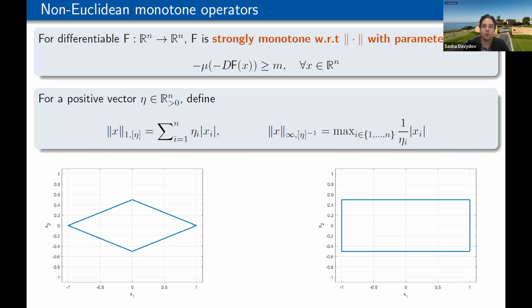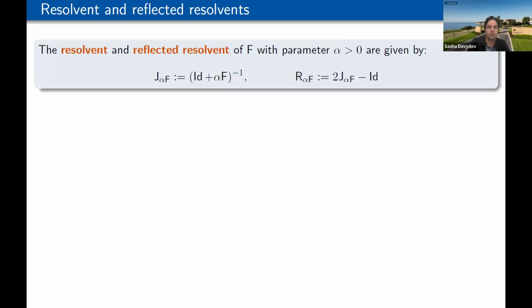So going forward, I'm going to focus specifically on these norms because the constants become nicer. But in the paper, we studied the much more general, arbitrary norm case, and you can do the exact same analysis. And if you're interested in the details for general norms, I encourage you to read the paper.